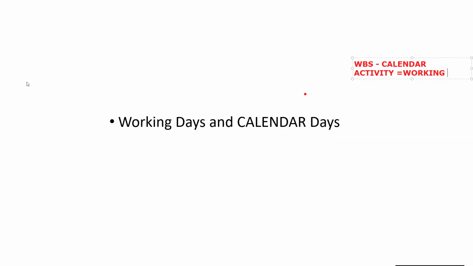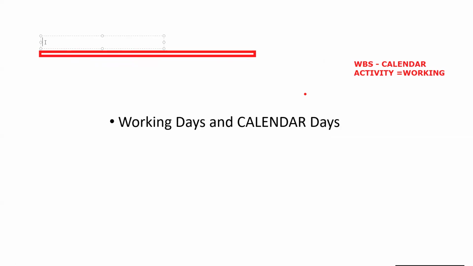If I give you an example this way, this is our calendar, and we are showing this is 0, this is 10, 20, this is 30, 1 month. And my activities are something like this, this, and this. So this is calendar days. In 30 calendar days, my task is going to end.